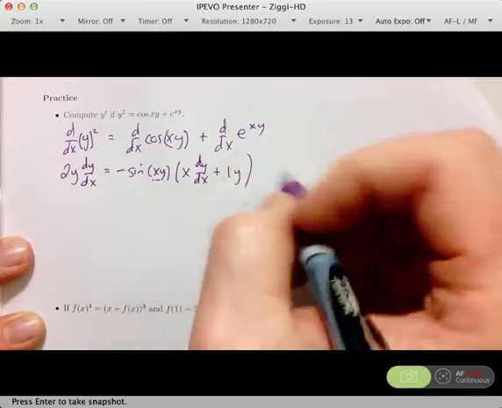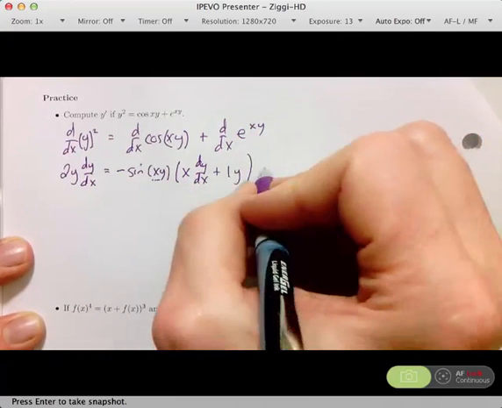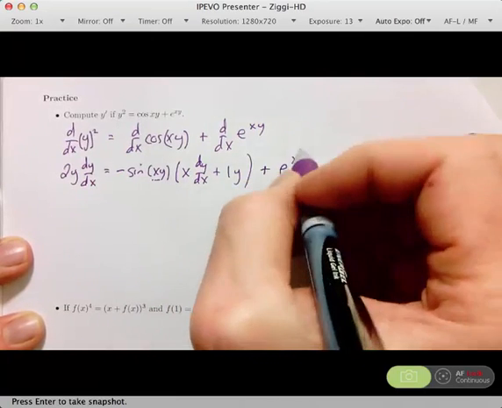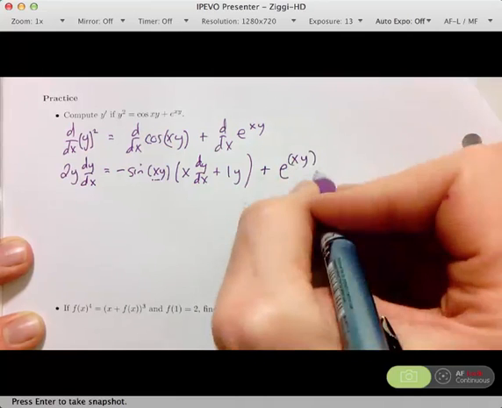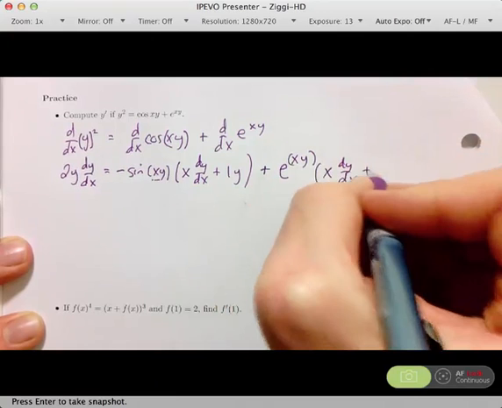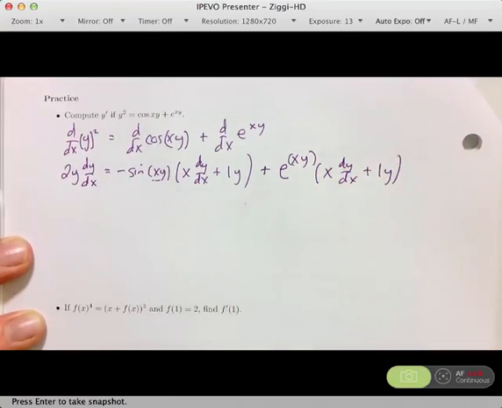Same thing's going to happen over here when I differentiate the inside. So plus the derivative of e to the xy is e to the xy times the derivative of the inside. The inside here is xy. So again, x dy dx plus 1y. Alright, that's a great first step. If you get that far, you've used the chain rule correctly and you've differentiated y implicitly correctly. The rest of this problem is algebra.